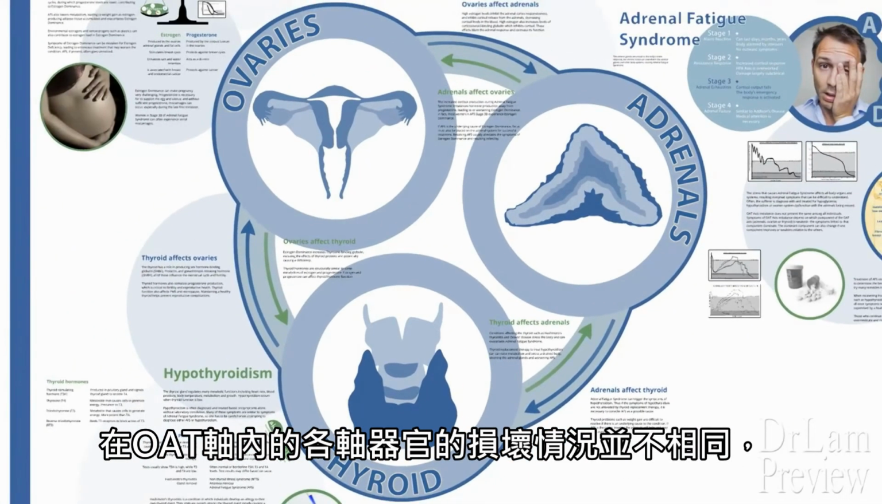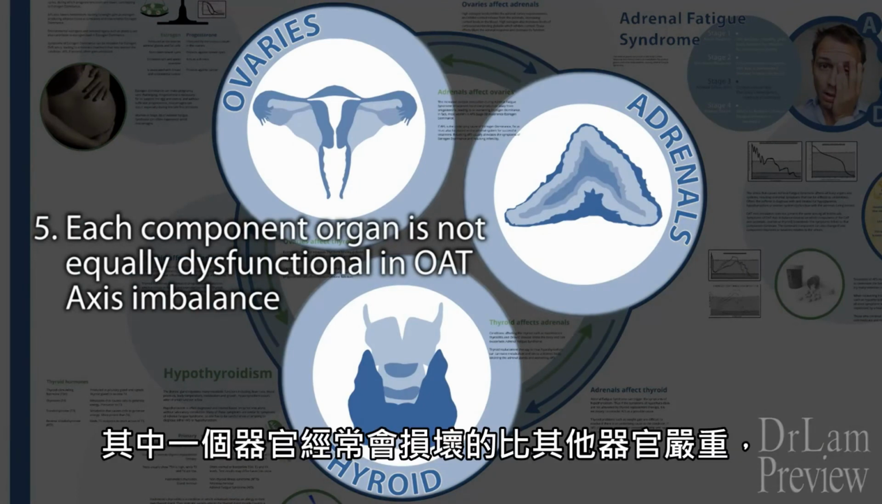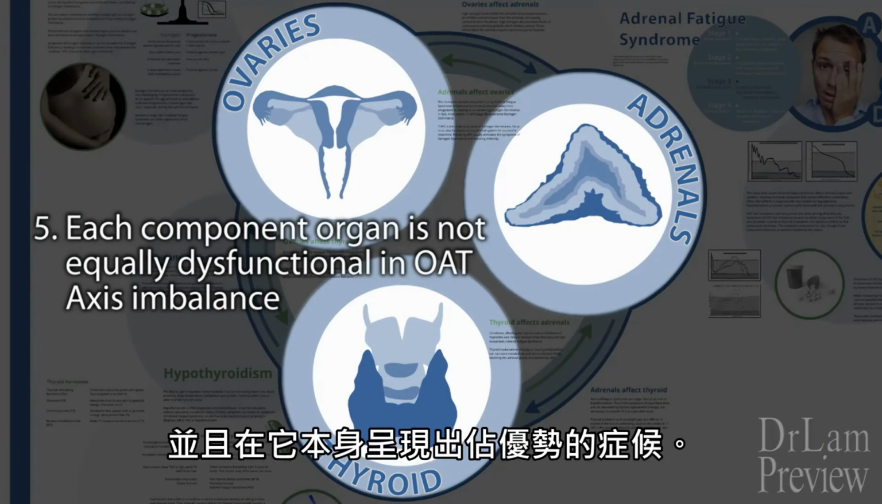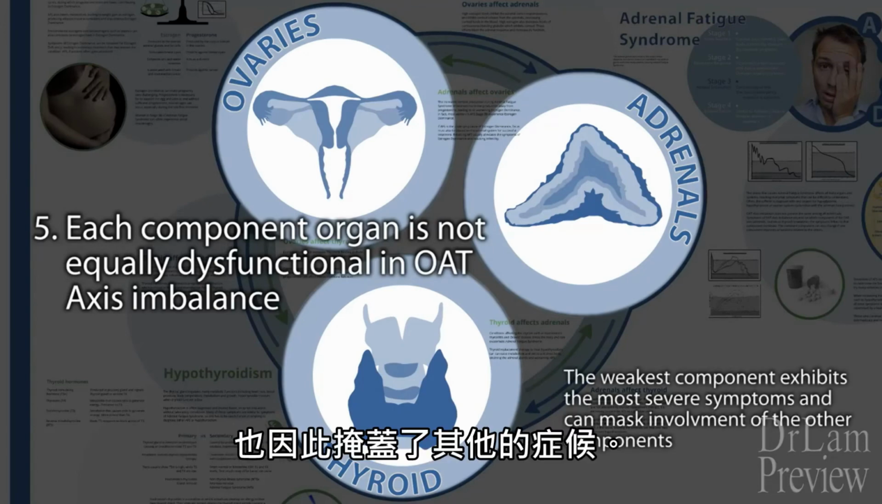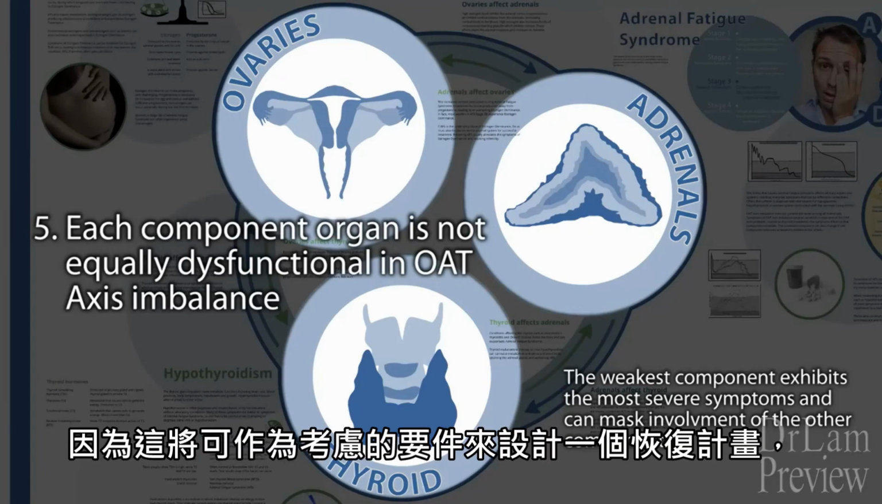Within the OAT axis, each component of the axis is not equally damaged. One of the components is usually more damaged than the others and presents itself as the dominant symptoms and therefore it masks the other symptoms. Knowing which component of the axis is dominant is important because this will allow the clinician to structure a recovery program that's the most appropriate.